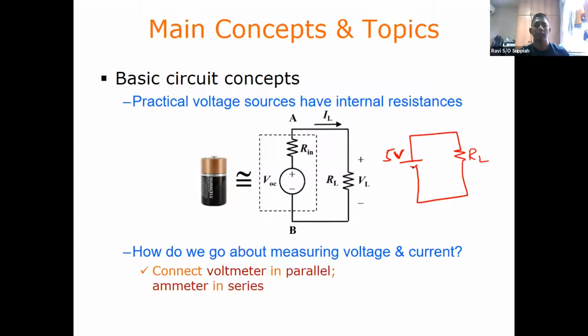But if we draw it this way or we mention it's a practical source, then we need to factor in the internal resistance. So sometimes the circuit may show a practical source, sometimes an ideal source, depending on what we are trying to do. Measurement we've already done: parallel connection for voltmeter, series connection for ammeter.